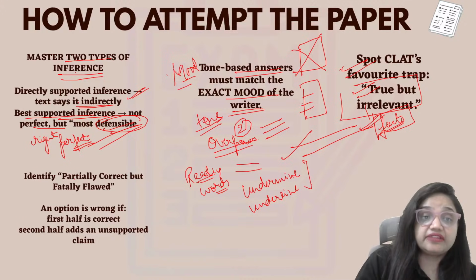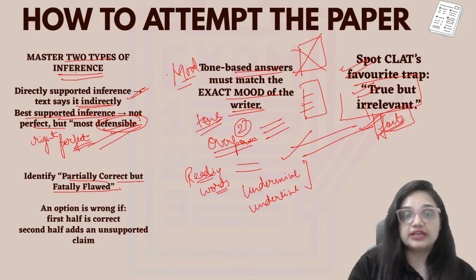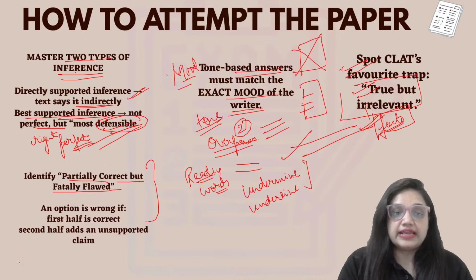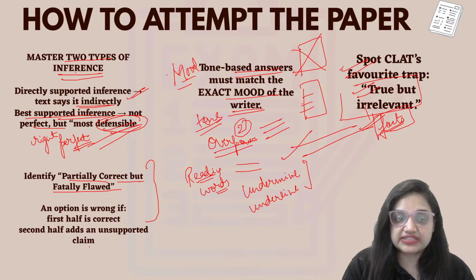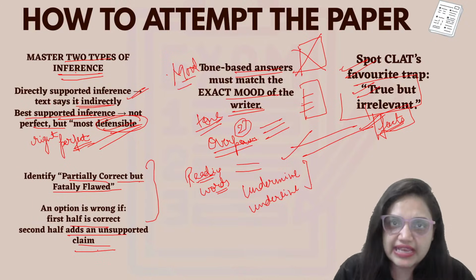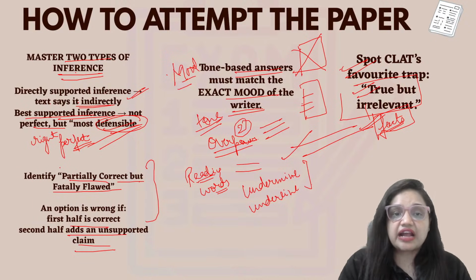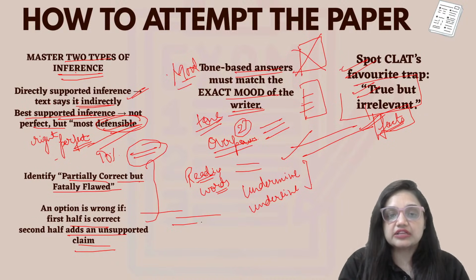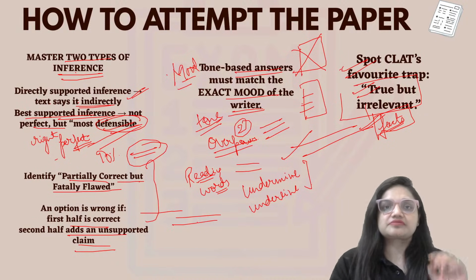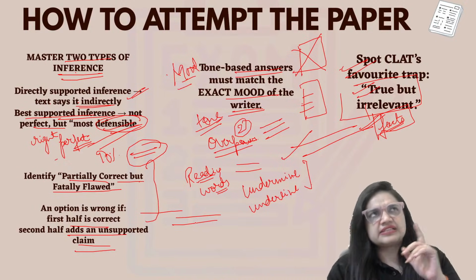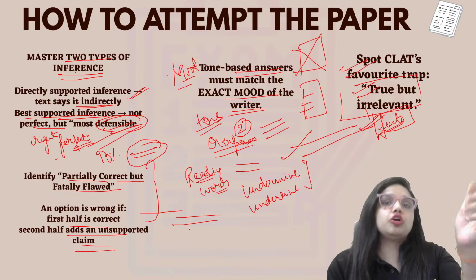Now, secondly, identify partially correct but fatally flawed options. This is again one of the most trapped options for you. Please take care of this. An option is wrong if the first half is correct and the second half adds an unsupported claim. How many times have we solved questions in the class where almost 90% of the sentence is correct, but there is one word that is incorrect or changed, or half of the sentence is correct but half of the sentence is wrong. Third thing, don't go with the idea that the options which are long are correct.